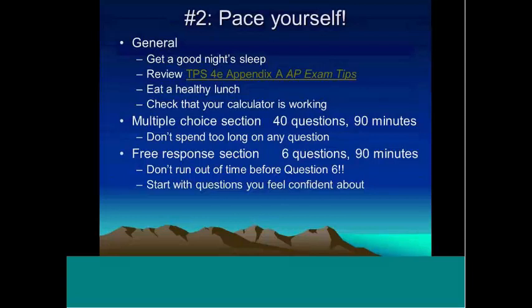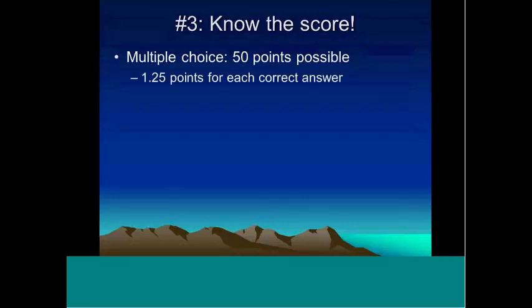So that's getting prepared and pacing yourself. And tip number 3 is to know how this exam is scored. Try to maximize your score by knowing how the scoring works. In the multiple choice section, there are 50 points possible. That's half the exam score: 1.25 points for every correct answer. So you might as well answer them all. You might get lucky. You might be able to narrow down a few options, in which case it's a little more likely that you'll guess correctly.